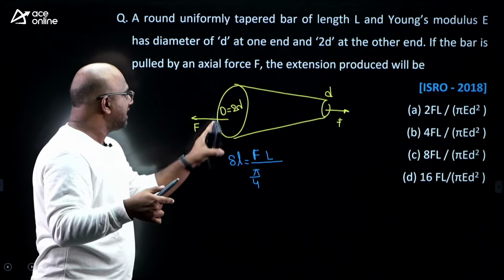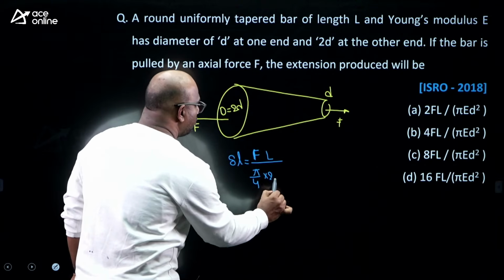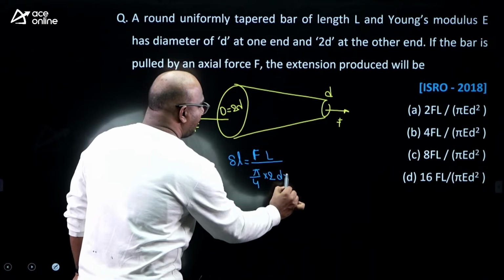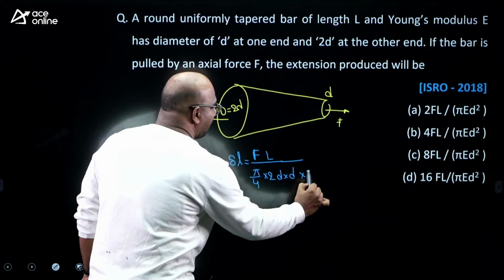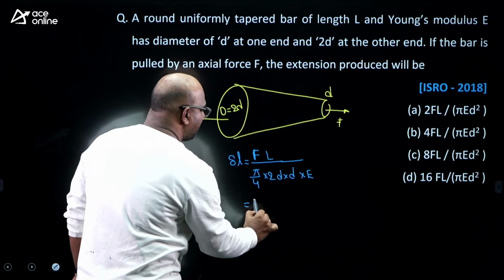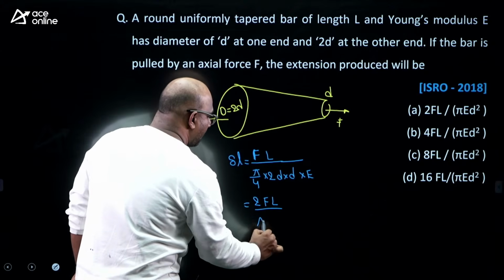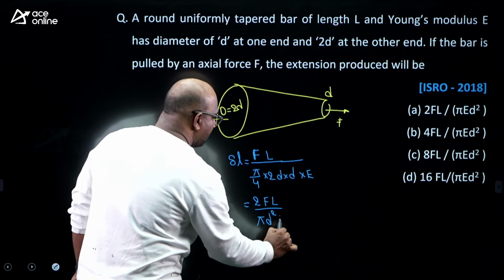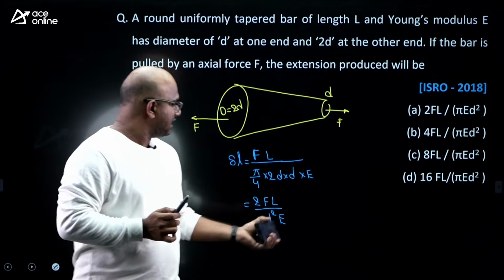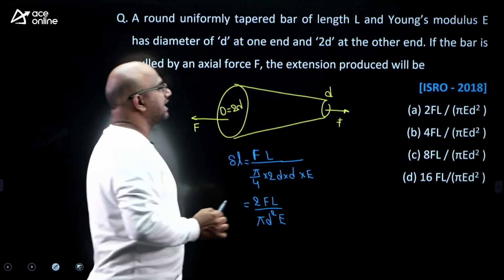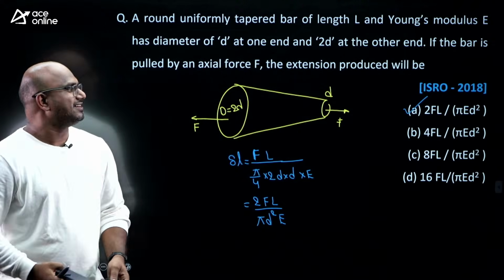Capital D into small d, right? Actual formula, capital D into small d. Capital D is how much, guys? 2d, and small d is small d itself. How much is coming? It is coming as 2FL by pi d square E, guys. The right answer here is what? Option A is the correct one, guys.